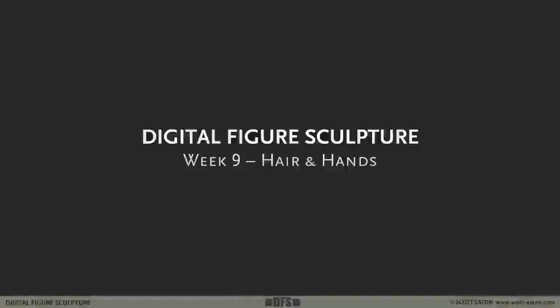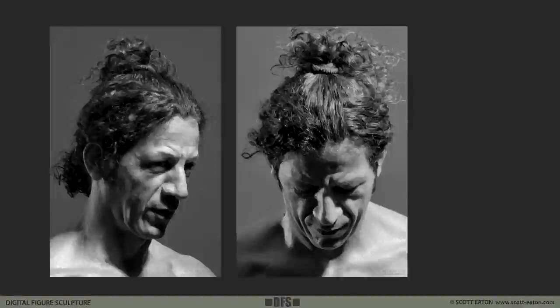Welcome back. This is week 9 of the digital figure sculpture course, and this week we're turning our attention to the hair and hands. Hands we have done before in our first half studies. We did some hands, so we know broadly how to approach those, but hair is going to be something new for us this week, and in fact we really have our work cut out for us because this guy's hairstyle and hairdo is probably one of the most difficult things we could have to try to achieve.